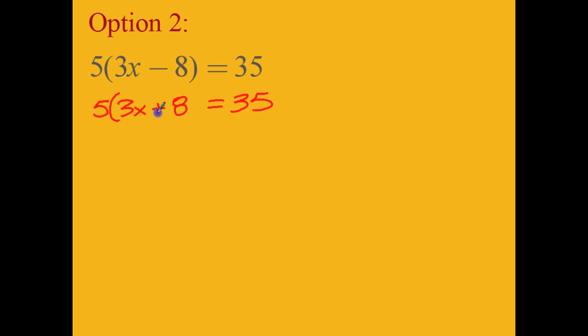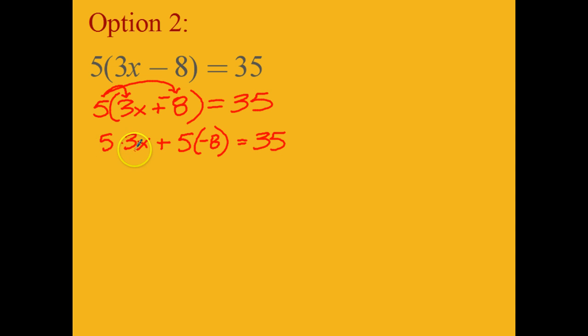Then I'm going to change this, oops, I forgot my parentheses. I'm going to make this plus a negative 8. Now I'm going to distribute. So I'm going to do 5 times 3x, so it's 5 times 3x plus 5 times negative 8 is equal to 35.